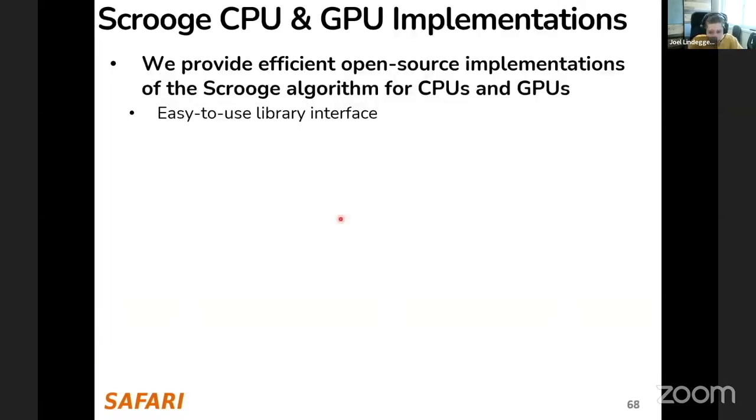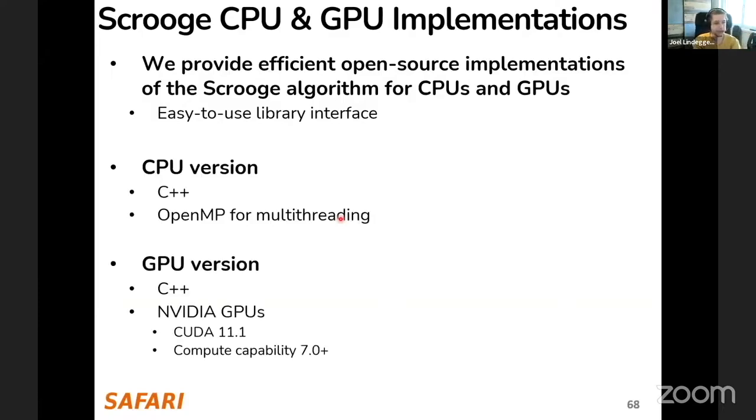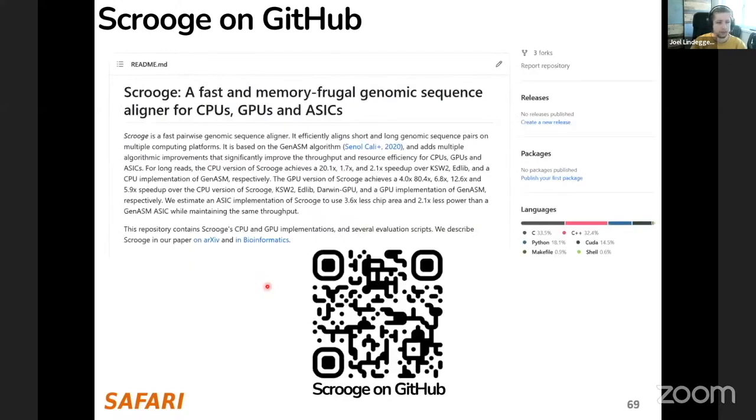So yeah, we implement all of these improvements for both CPUs and GPUs. We open source all of our implementations on GitHub, and it's really easy to use library interfaces. And our GPU version targets NVIDIA GPUs for reasonably recent compute capability. So yeah, it's all available over here.